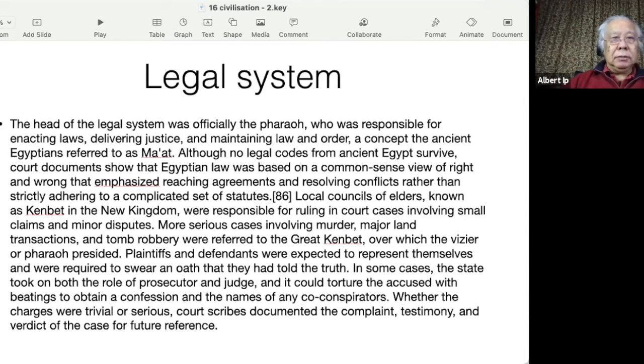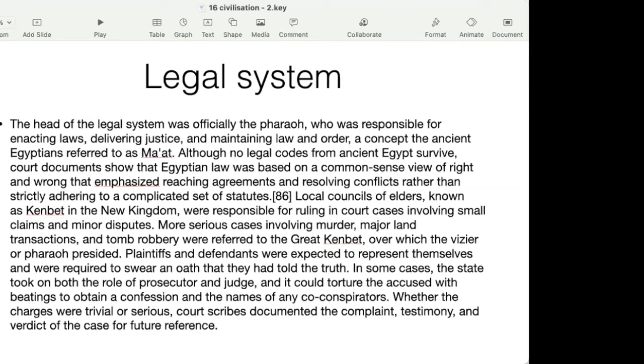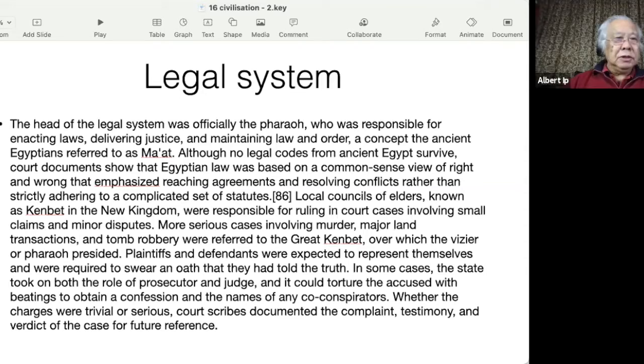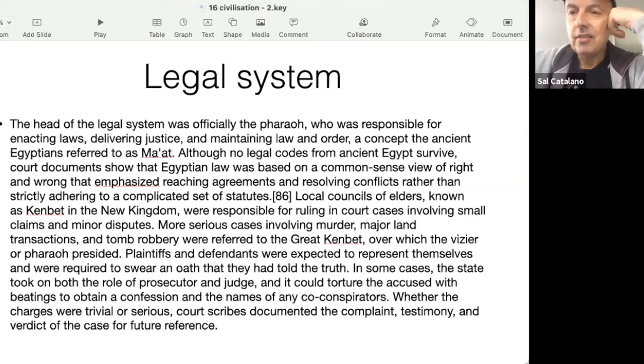The legal system is, of course, officially the, is that Pharaoh? Is that how this is pronounced? Who was responsible for enacting laws, delivering justice, and maintaining law and order, a concept that ancient Egyptians referred to as, I can't pronounce that word. I don't know how it's pronounced. Maat. Okay, thank you, Maat, I think.